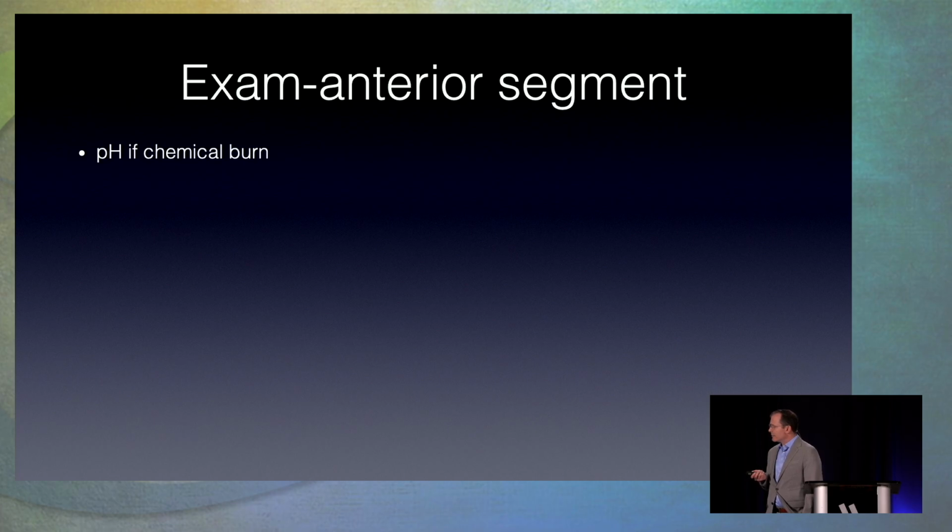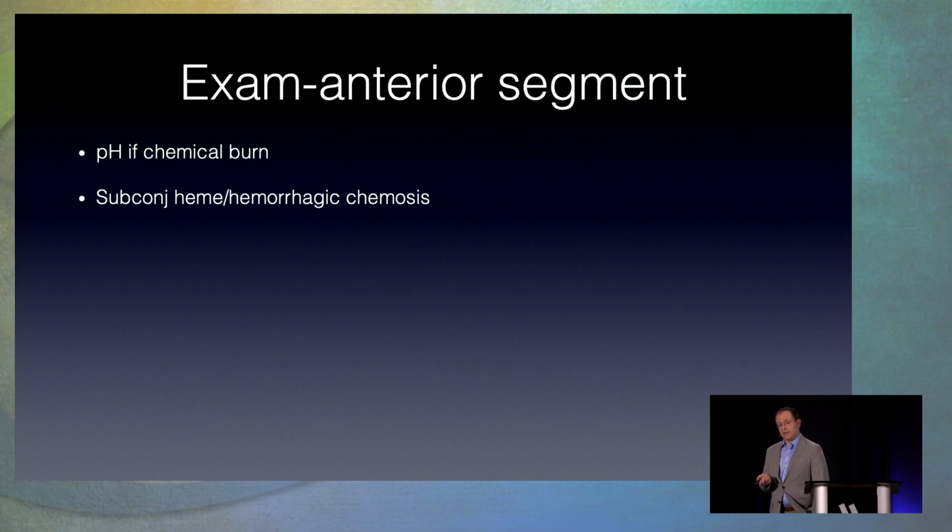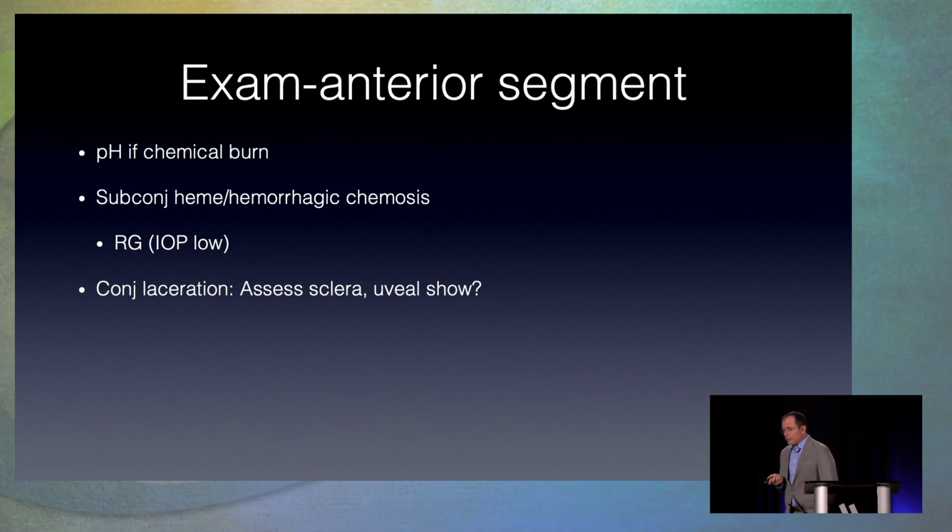So looking towards the exam, of course, we want to look at the pH if there's a chemical burn. Hopefully anybody with a chemical burn, you're either seeing them in the ER or they're being sent to you after being already flushed out by somebody on a first responder basis. So subconj heme, of course, that's pretty common, but hemorrhagic chemosis is a different thing. If the conj is really bullously elevated with hemorrhage, you really should think about a ruptured globe, particularly if the IOP is low. And then if there's a conj laceration, those are pretty common again, and the sclera is much more robust than the conj, but you should think about whether there's uveal show if there's a conj laceration, just to make you think there might be an occult ruptured globe.